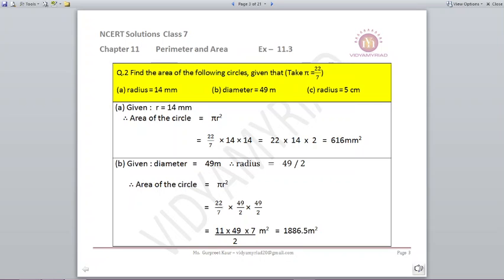B part, diameter given to us is 49. We don't need diameter in the formula, we need radius. So, in order to find radius, we will divide the diameter by 2. That will be the radius, that is 49 divided by 2. So, what is the area of the circle? Pi r square. What is pi? 22/7. Radius is 49/2 multiplied by 49/2. Reduce it to its lower term and you will get your answer as 1886.5 meters square.